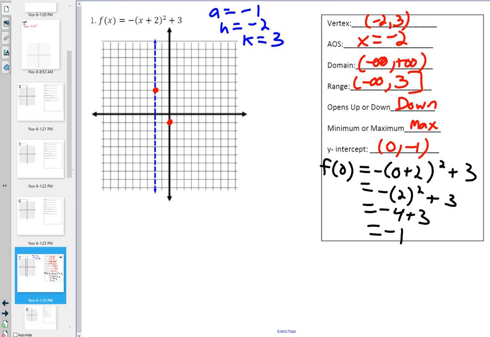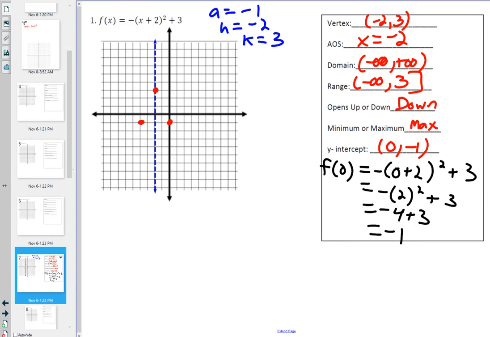How many points would I like to plot in total? 5, including the vertex. And it looks like I have 2, but really I have 3 because if I flip over that y-intercept, if I go 2 on the other side, I can reflect it across the axis of symmetry. If it's 2 points away, I go 2 points away. How many more points am I missing? 2. I'm missing 2. Assuming I'm just going to reflect the point over, I would really like to just find one more.